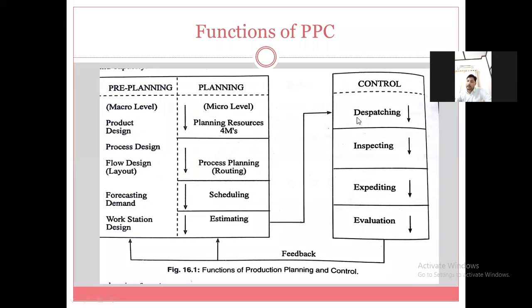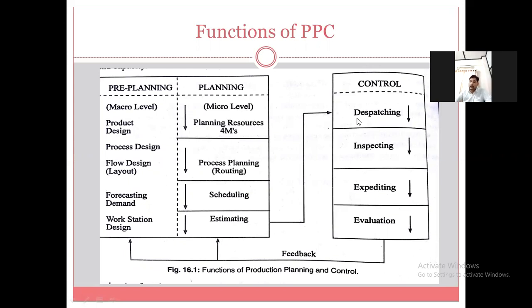You have done the loading, you have done the estimation, and you have done the process planning also. Now what is the next stage in the functions of a PPC? That is dispatching. So what will happen in dispatching? Here dispatching is not related to dispatching of material. There are two meanings of dispatching in industries. One is sending the material from one industry to the customer or to another industry. That is also called dispatching.